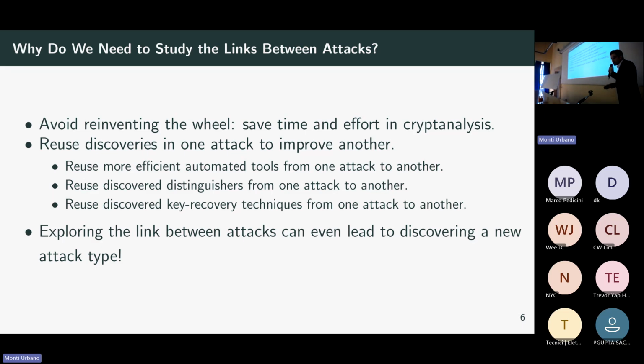But why do we need to take care of the links between the attacks, the relation between attacks? The answer is easy. We want to save time and avoid reinventing the wheel. If there is a theoretical link or structural similarities between two attack types, it's best to use that to save time and avoid inventing new techniques for each attack type.